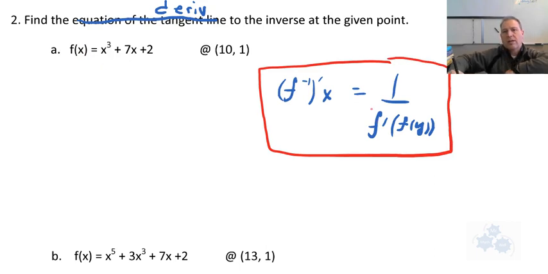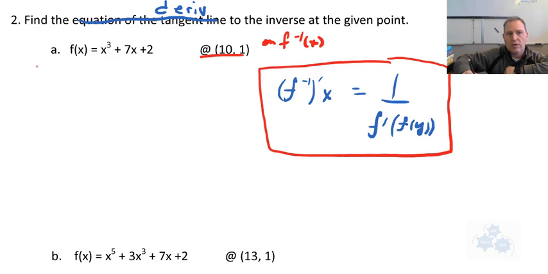All we need to do is take the derivative of the original function, and then we just need to find the inverse sort of value here, f of y. So I've written this as f of y instead of f to the negative 1 of x. I like viewing it this way a little bit. So anyway, this point is on f to the negative 1 of x, or f of y.